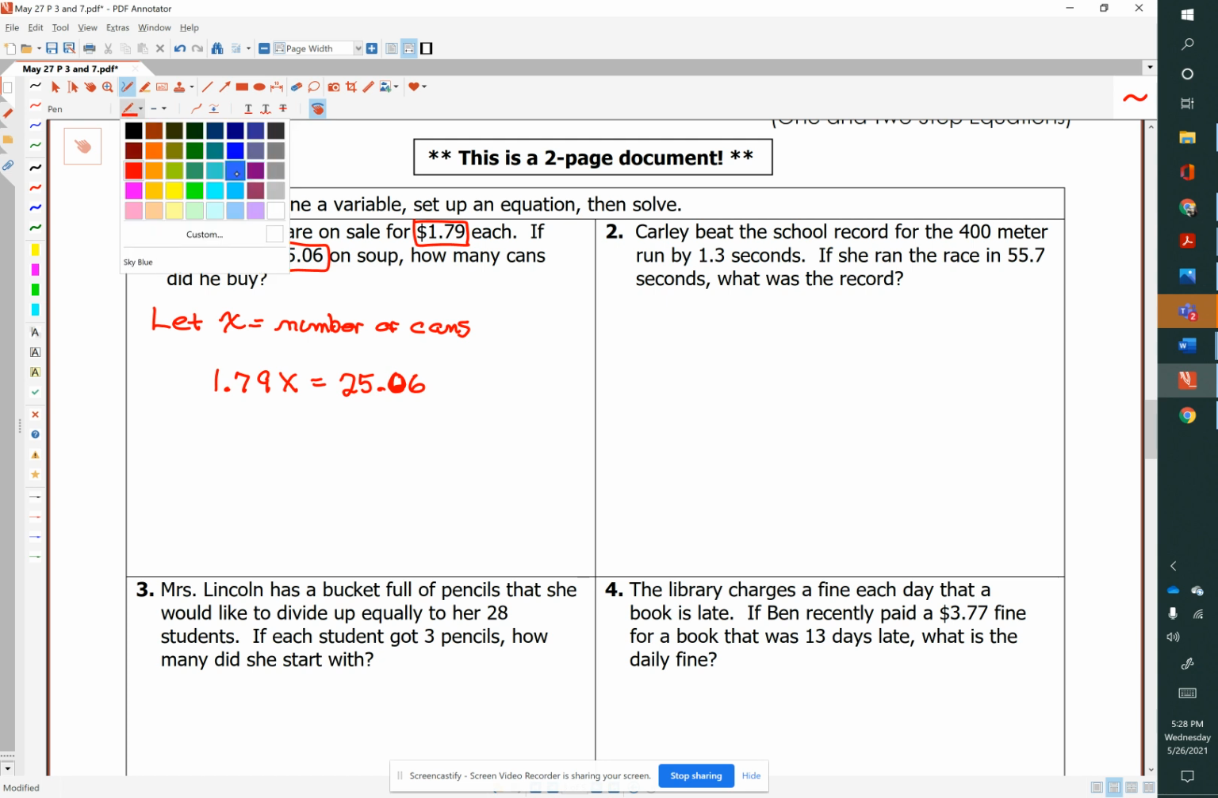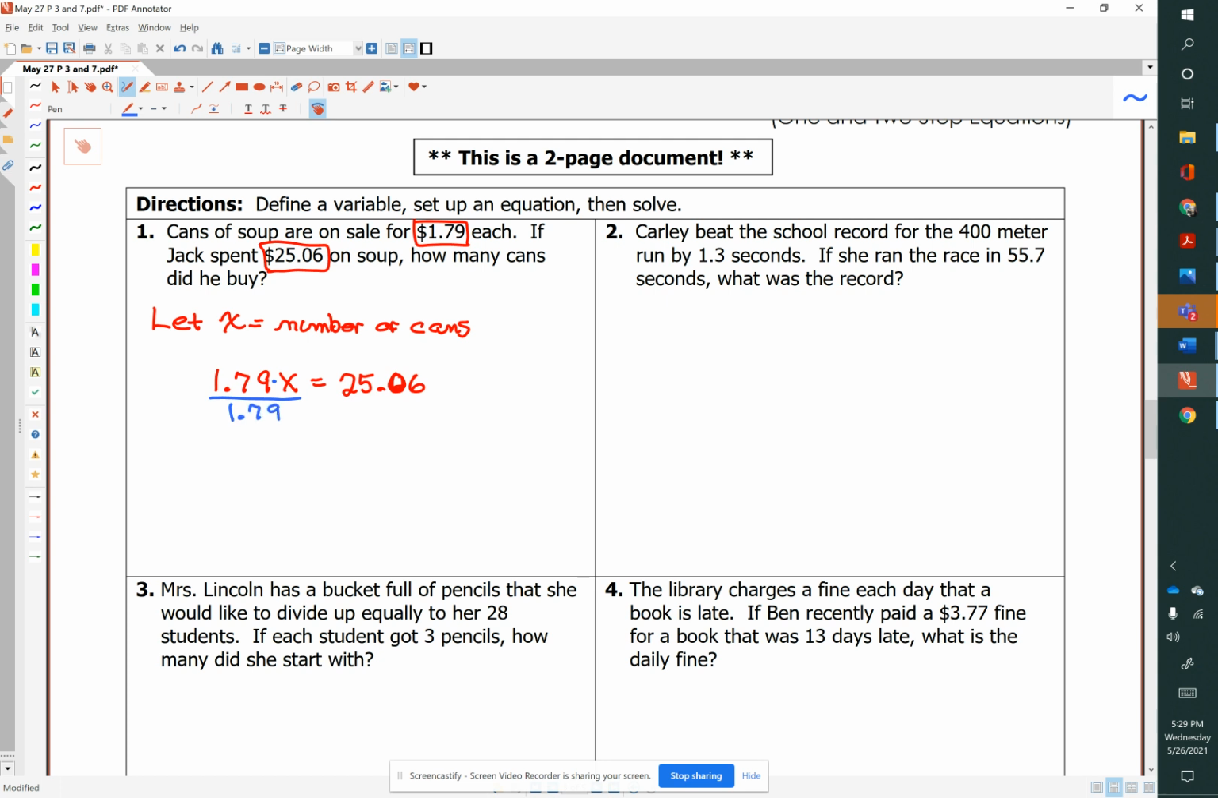So how do we solve this? Well, first we see that x is being multiplied by $1.79, and the inverse operation would be to divide by $1.79. Whatever you do to one side of an equation, you must do to the other side. So $1.79 divided by $1.79 equals 1. So that leaves us with 1x. And we can either use long division or a calculator to do this portion on the right. And when we divide $25.06 by $1.79, we will get 14.